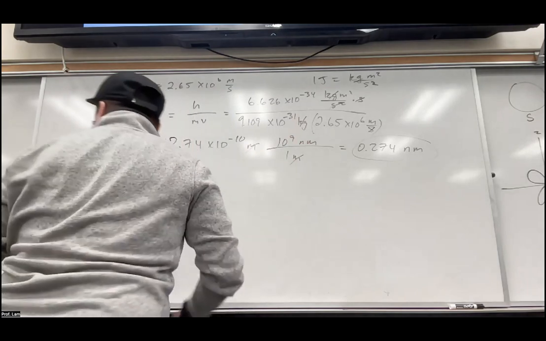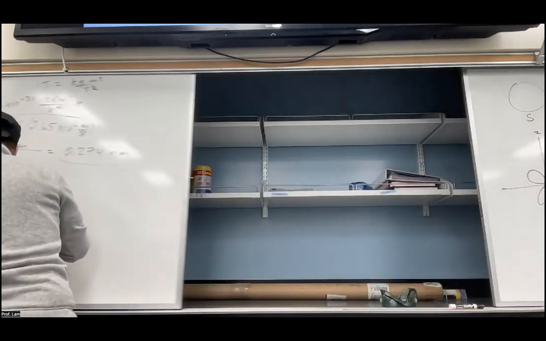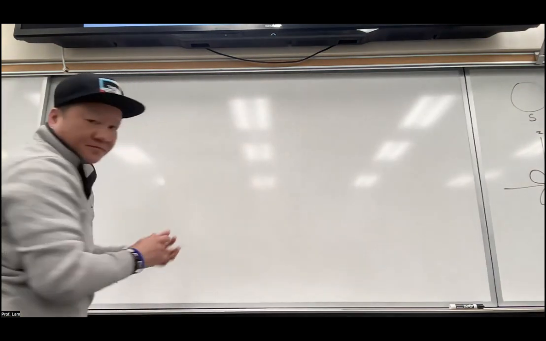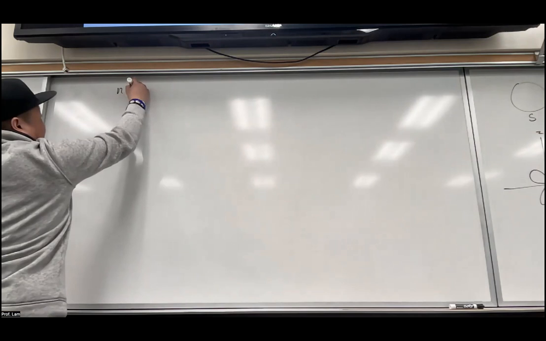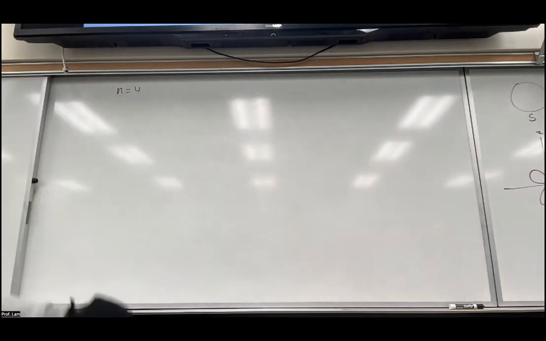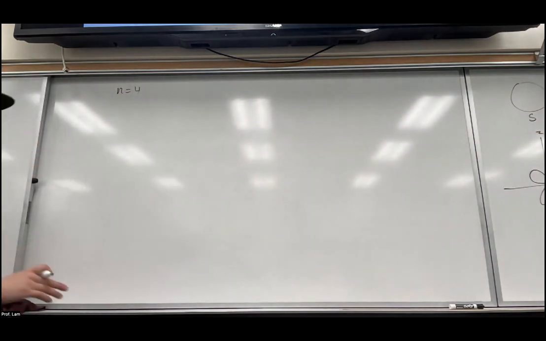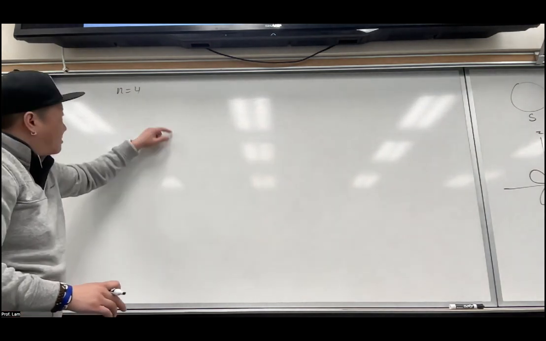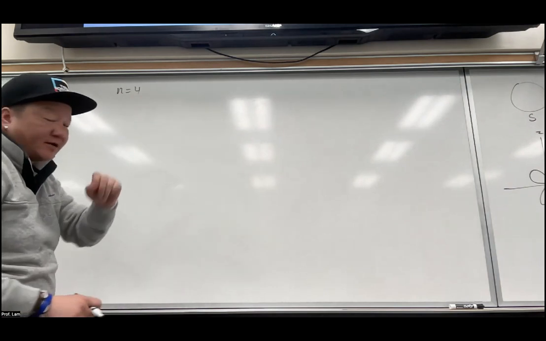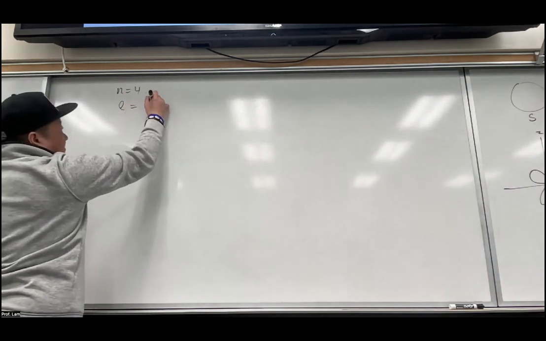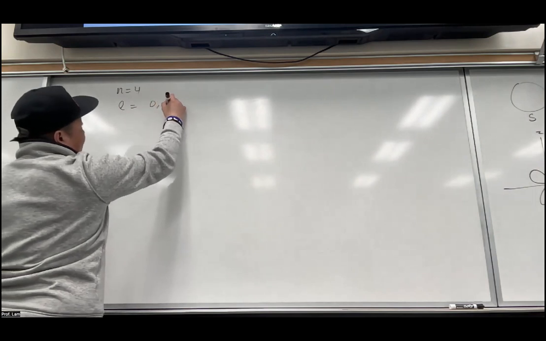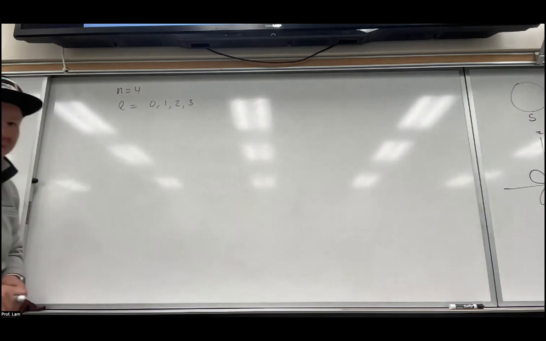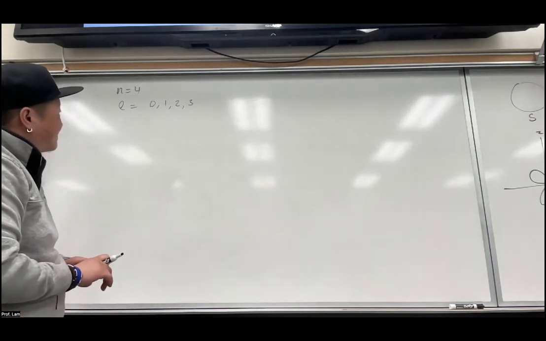So for n is equal to 4, what can L be? Right? Remember, the rule for L is L can be from 0 to n minus 1. So what's 4 minus 1? 3. So that means L can go from 0, 1, 2, 3, right? So 0 to n minus 1.